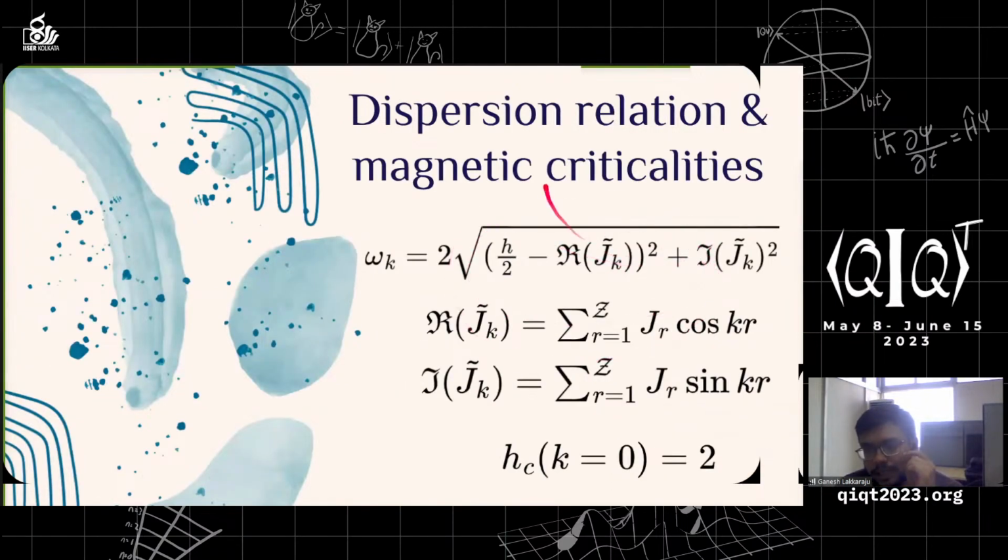Our model, the model which I have shown before, has a dispersion relation that looks like this. That is the energy relation in the momentum basis, and the corresponding real and imaginary parts of J_R, where J_R is again 1 over R to the power alpha. It's not important to understand this equation that much, but what is important is that the dispersion relation goes to 0 at k equal to 0 when h equals 2. That is the first important observation.